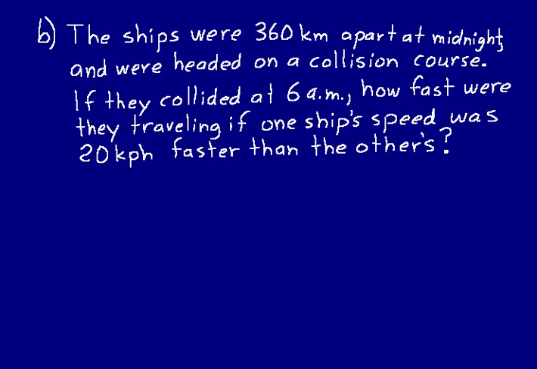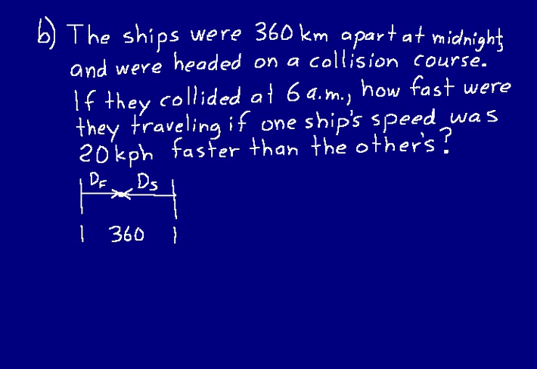Well, let's just write down what we know right now. We know that the ships were 360 kilometers apart at midnight, so we could just go ahead and draw a diagram of that right now. And we could say that this distance here was 360 kilometers. And then we know that they collided together, and one of the ships was faster than the other one. So we could just put in the middle here, even though they might not have collided exactly in the middle of this. We'll say this one was the distance the faster ship traveled, and this is the distance the slower ship traveled. We'll just say D sub S for slower, D sub F for the faster ship.